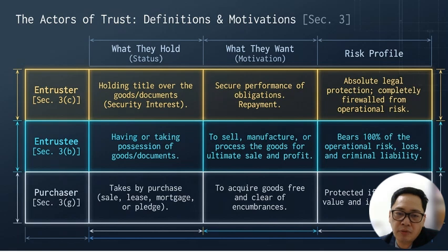Section 3I defines a person broadly to include an individual, trustee, receiver, fiduciary, partnership, corporation, business trust, or two or more persons having a joint common interest. This ensures that virtually any legal or business entity can act as an entrustor, entrustee, or purchaser.